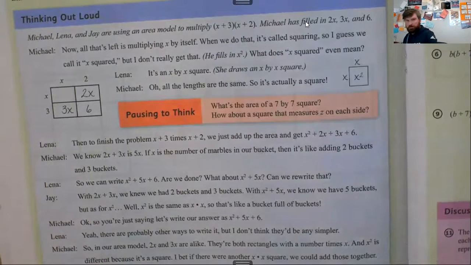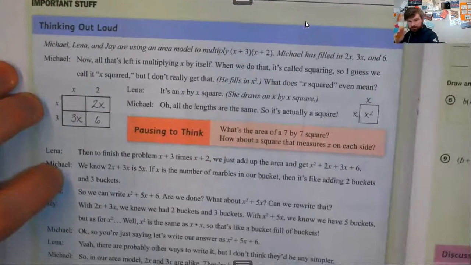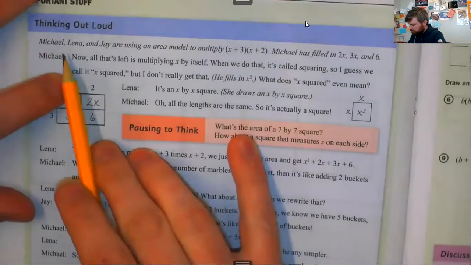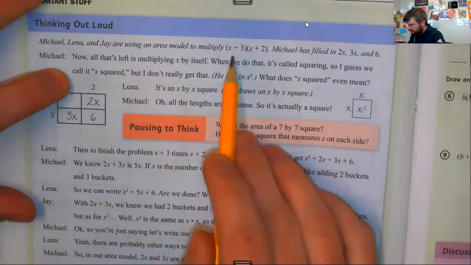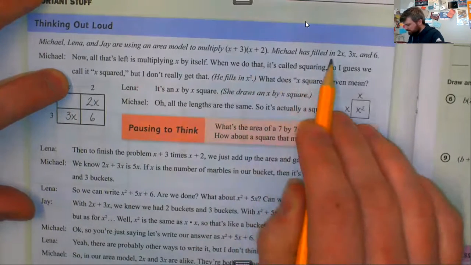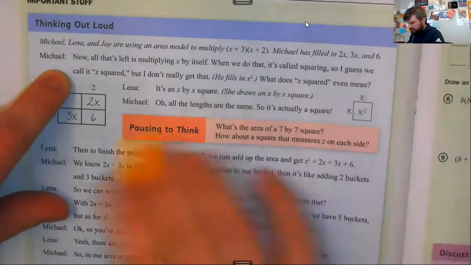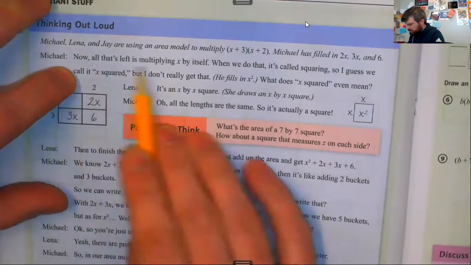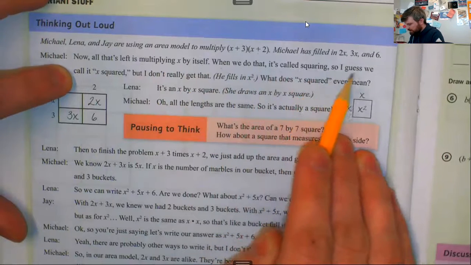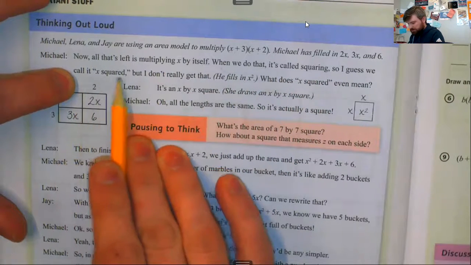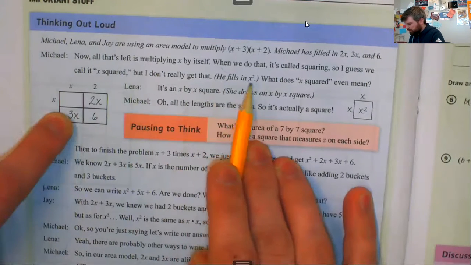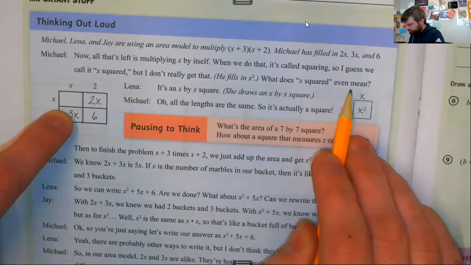We start off here with a thinking out loud, just a little bit of dialogue. These three are using the area model to multiply x plus 3 and x plus 2. Michael has filled in 2x, 3x, and 6. Michael says, now all that's left is multiplying x by itself. When we do that, it's called squaring. So I guess we call it x squared, but I don't really get that. He fills in x squared. What does x squared even mean?